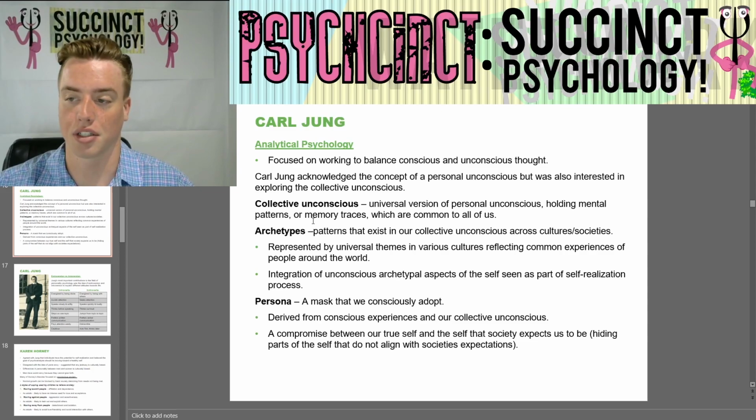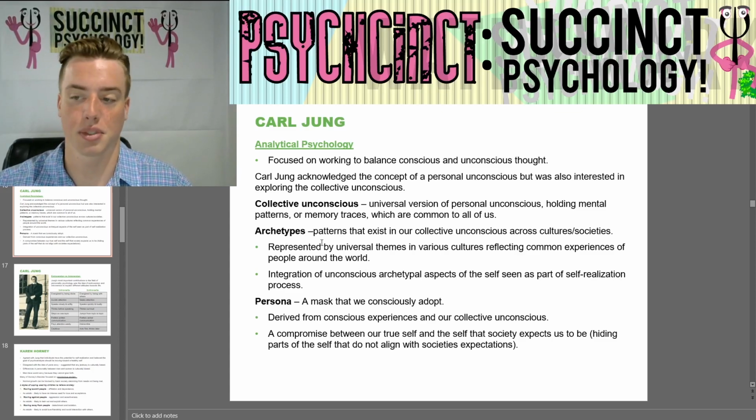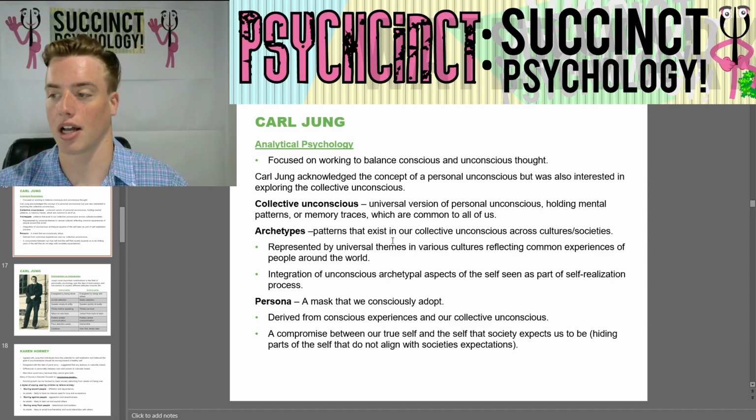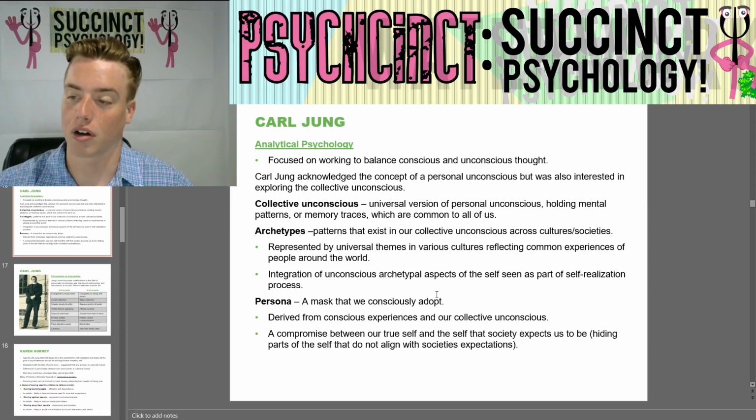Now, collective unconscious is a universal version of personal unconscious, holding mental patterns or memory traces, which are common to all of us. And then there's archetypes, patterns that exist in our collective unconscious across cultures and societies. These are represented by universal themes in various cultures, reflecting common experiences of people around the world, and integration of unconscious archetypal aspects of the self seen as part of self-realization process.